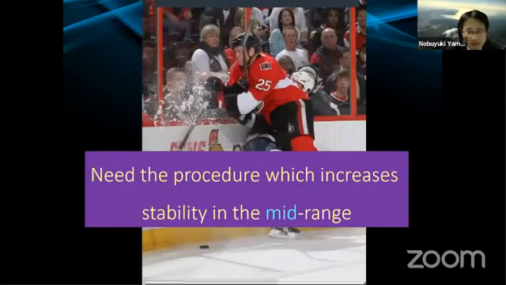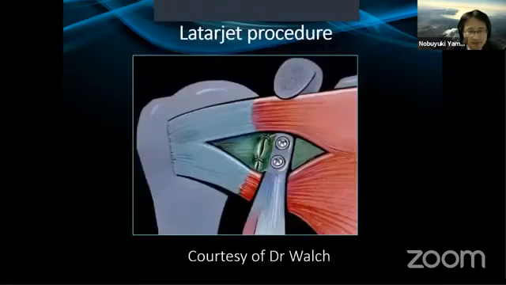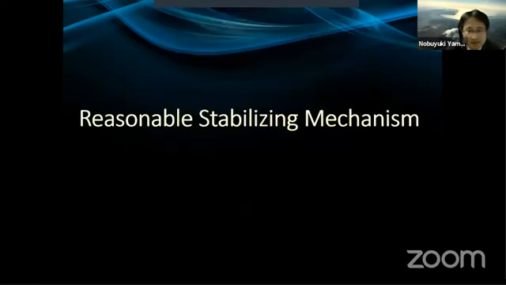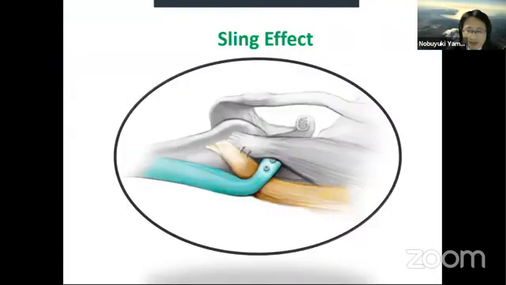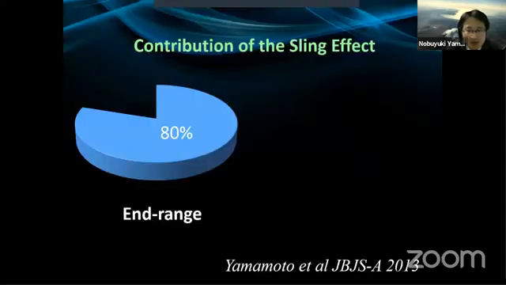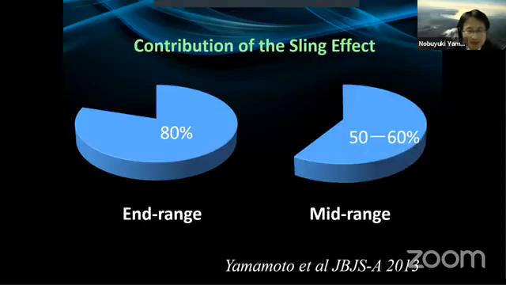Anyway, we need a procedure which increases the stability in the mid-range for contact collision athletes. We prefer to perform the Latarjet procedure because it has a reasonable stabilizing mechanism. We demonstrated it in a biomechanical study. Our data showed the main stabilizing mechanism was a sling effect, which was provided by both the subscapularis and conjoint tendon. The contribution of the sling effect was 80% in the end range and 50 to 60% in the mid range.